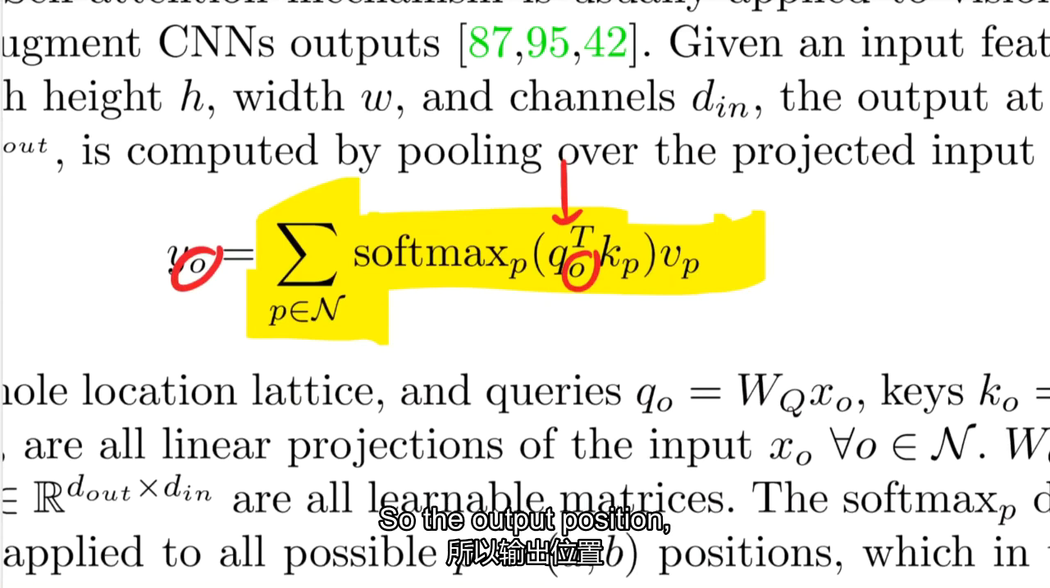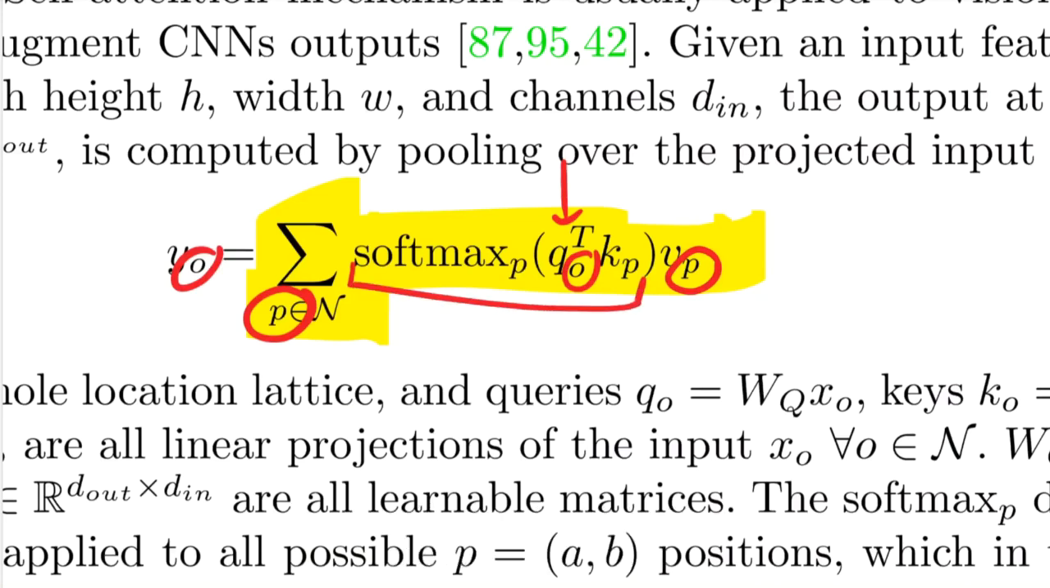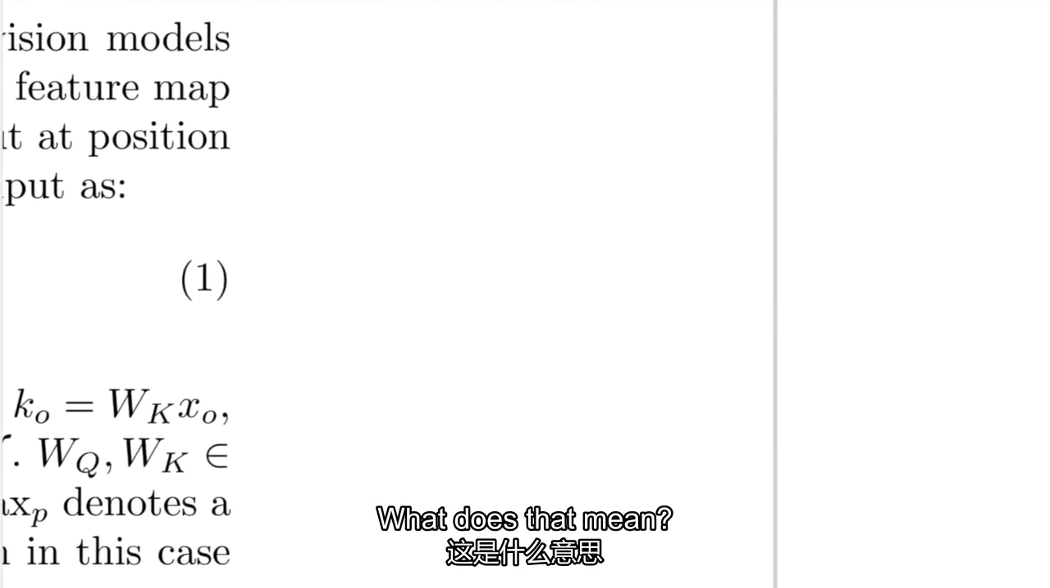So the output position. You want to go over all of the input positions, and you want to aggregate data from all of the input positions. So that's right here. And how do you aggregate data? By this softmax operator right here. And you can see the key also has a P right here, and the softmax is over the axis of P. So in the particular case of images, what does that mean?